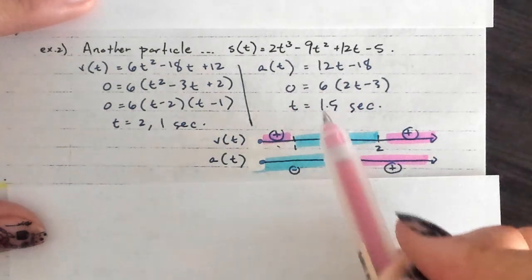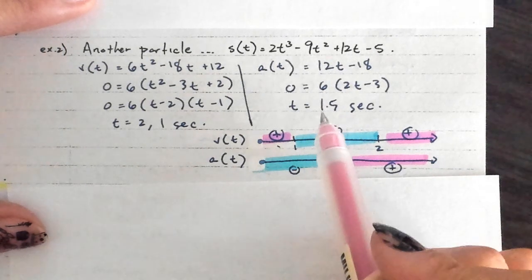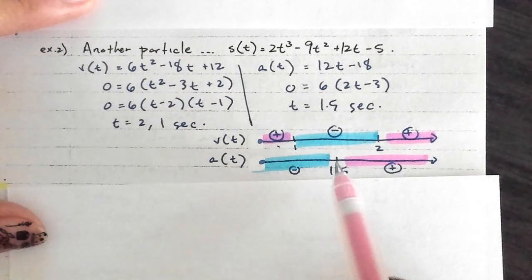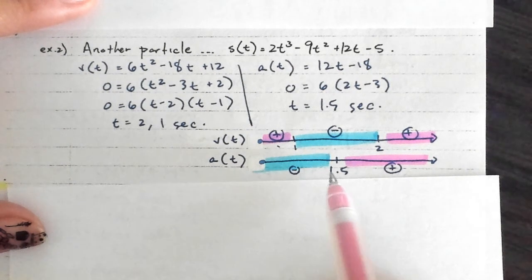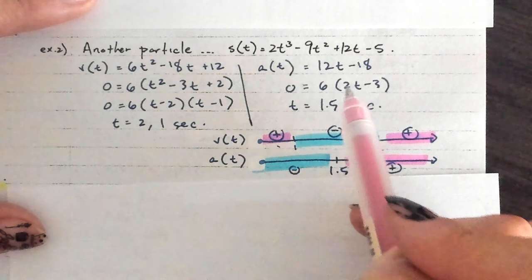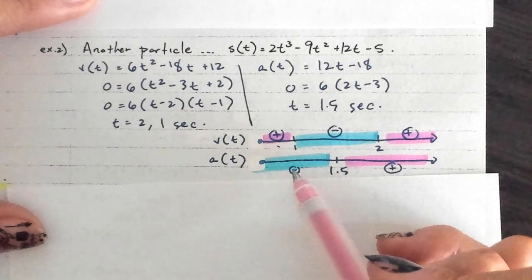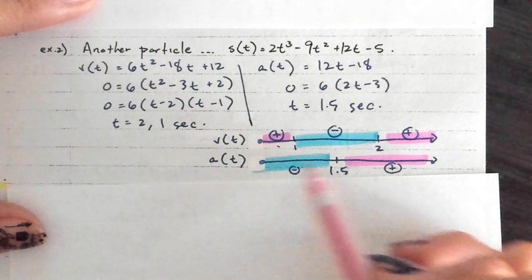And then I do kind of the same thing for acceleration. So my one acceleration change is at t equals 0.5. So at 0.5, my acceleration is 0. To the left of that, I might choose a 1. So I plug a 1 into here. 2 times 1 is 2. 2 minus 3 is negative. Negative times 6 is negative. That's why this is all negative.